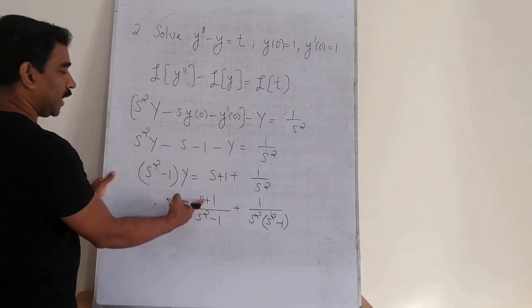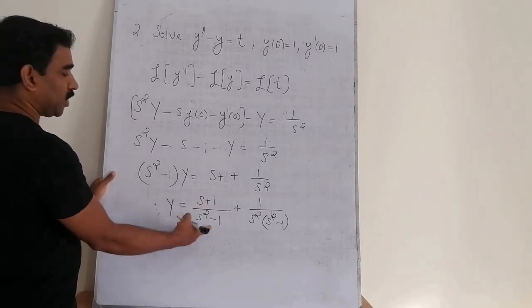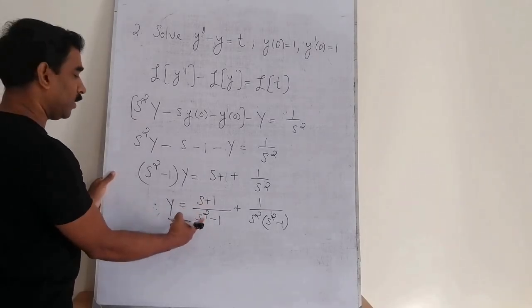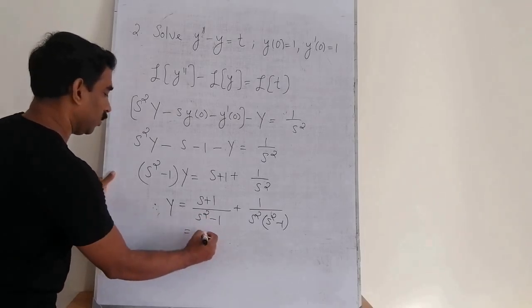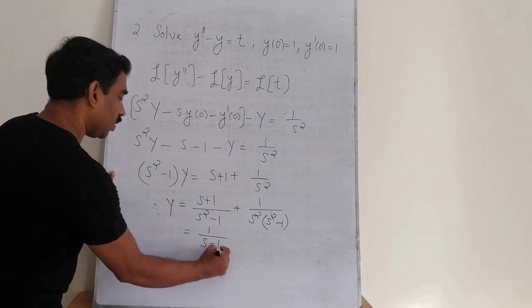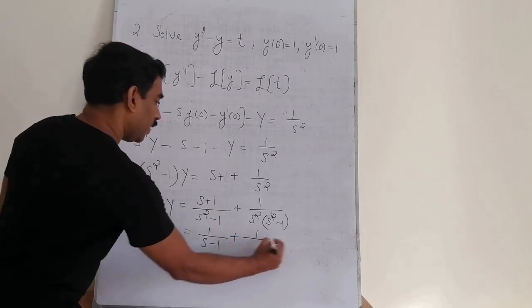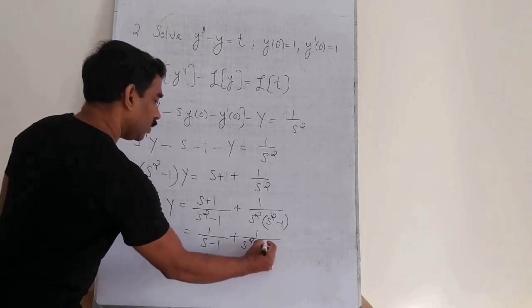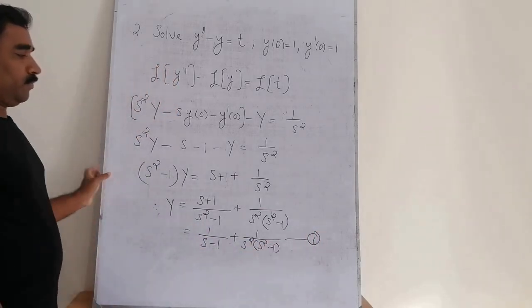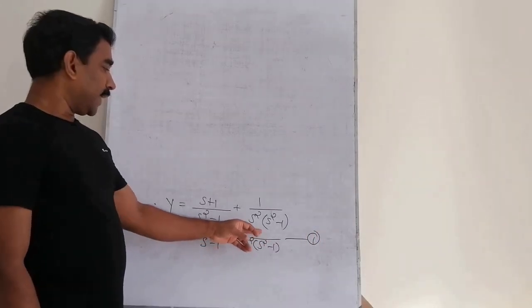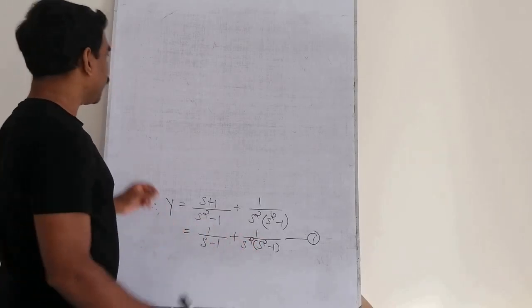So we can once again cancel the linear factor s plus 1 from both numerator and denominator, because this s square minus 1 is s plus 1 into s minus 1. So this is equal to 1 by s minus 1 plus 1 divided by s square into s square minus 1. Equation number 1. Now we can simplify this second fraction using the partial fraction method.